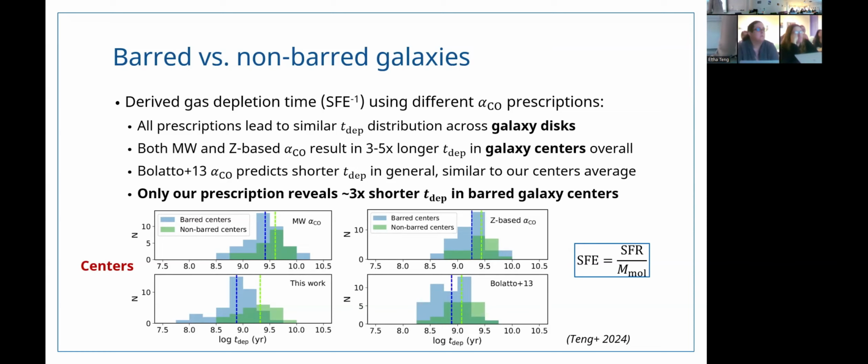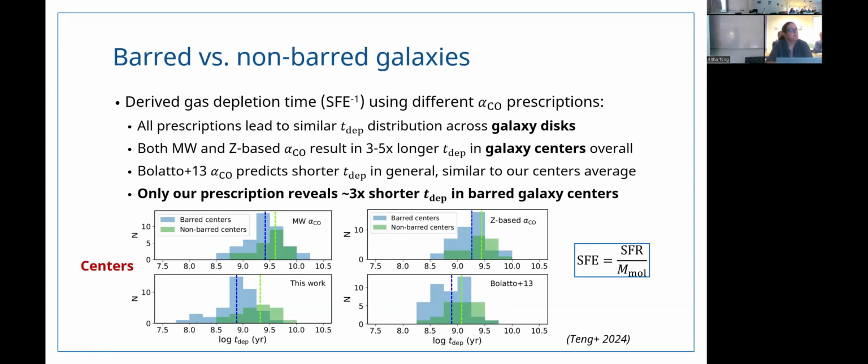But what we found with our new prescription is that there is actually a similar amount of molecular gas between barred and non-barred galaxy centers. And it is probably the increased star formation efficiency in these regions that makes star formation rates higher, instead of there really being more molecular gas.